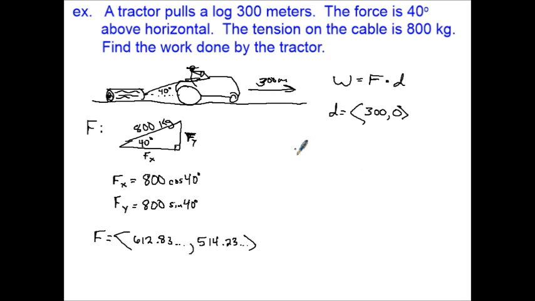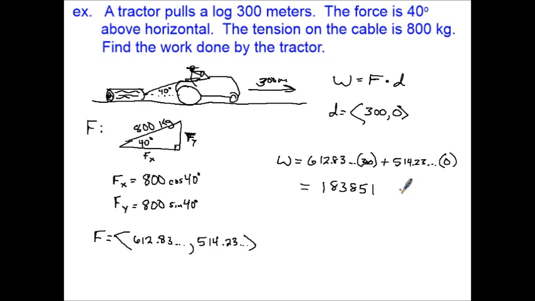So now work is my dot product here. I've got 612.83 times the 300. Admittedly, this next half is a little bit silly because I've got the 514.23, and honestly I don't care because I'm going to multiply that guy by 0 anyway. So all I have to do is take the 612 times 300, and that works out to be 183.85, and then something that rounds up to a 1. So that's how much work is being done.